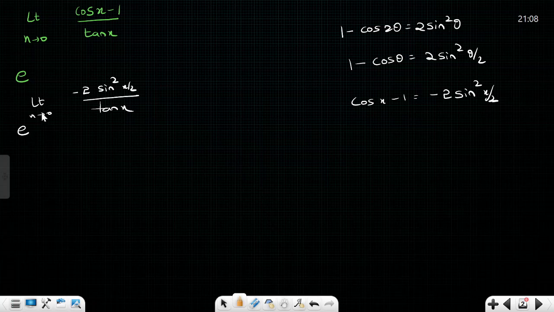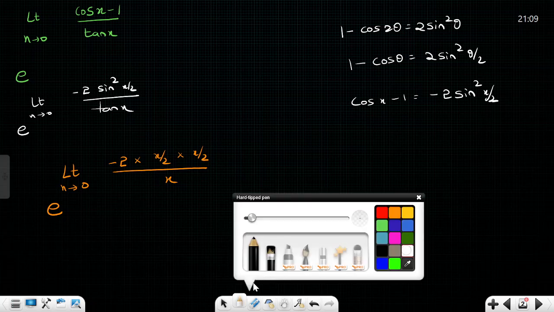So we have e power limit x tends to 0, minus 2 sin square x by 2 by tan x, right? Yes, sir. So that's nothing but e power limit x tends to 0, minus 2 into sin square x by 2, that is sin x by 2 into sin x by 2. When x is tending to 0, sin x is x only. So sin x by 2 is x by 2. Even when x tends to 0, tan x is also x.